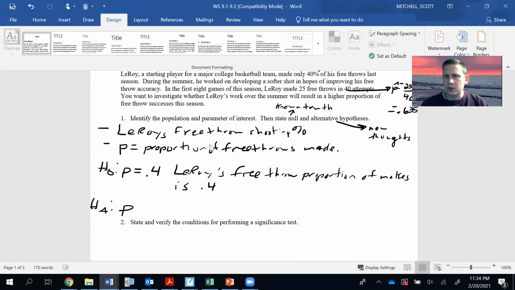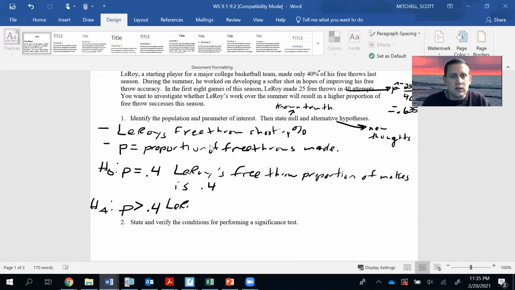So what are we proposing here? We're proposing that he's gotten better. If we were proposing he's gotten worse, then it would be less than. If we were proposing it was just different, like it could be better or worse, then that would be not equal to. But we're proposing that it's bigger than 0.4. We're not saying that it's 62.5% or 0.625. We're just saying that it's larger than this number. Okay, how much larger? We're not going to make that claim. We're just going to say that it's larger. It's better. It's bigger than 0.4.